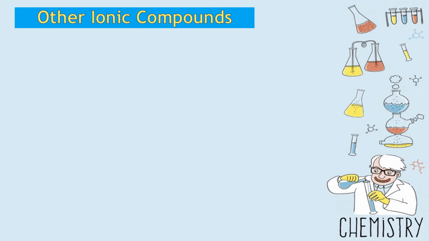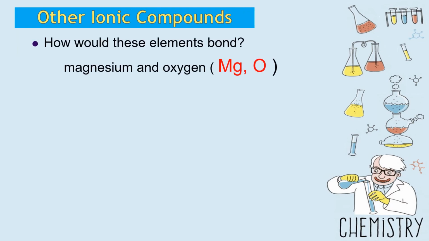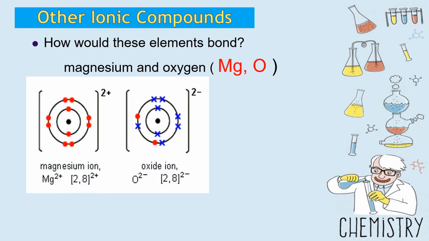Now, let's have another ionic compound. You're going to try your best to show or draw a diagram of the bonding of these elements. First is magnesium and oxygen. Take note, magnesium and oxygen.